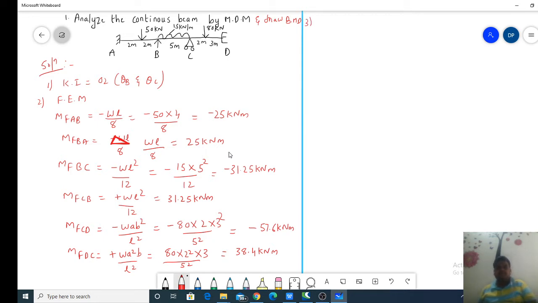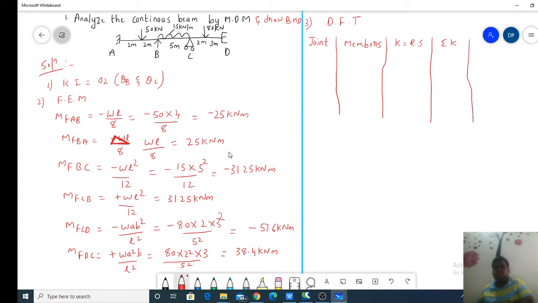Now after this, the third step is the distribution factor table. The distribution factor is for the intermediate supports; here B and C are the intermediate supports. So I write the joint, then the members, then K, that is the relative stiffness, then the summation of K, and then the distribution factor, which is equal to K upon summation of K.